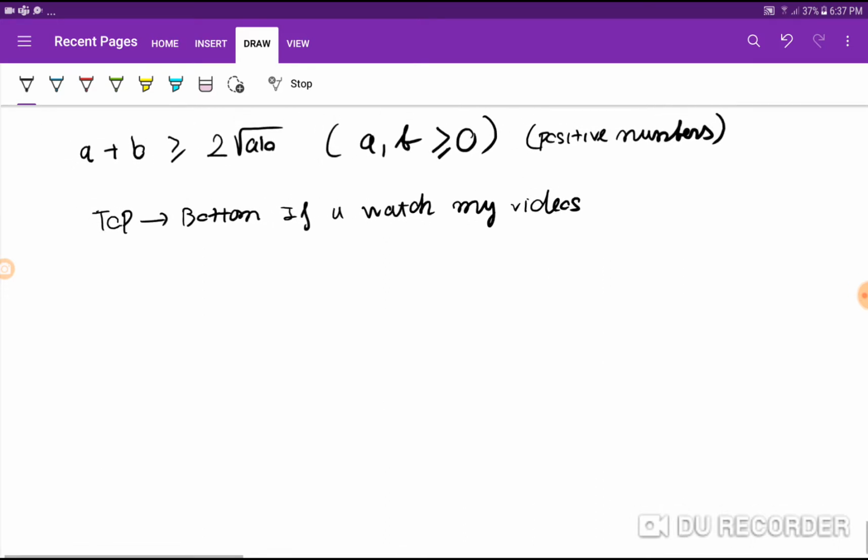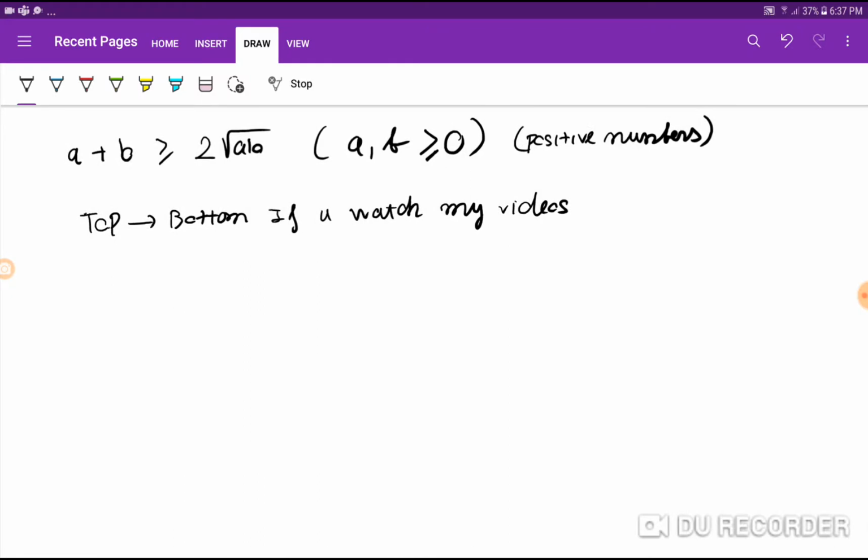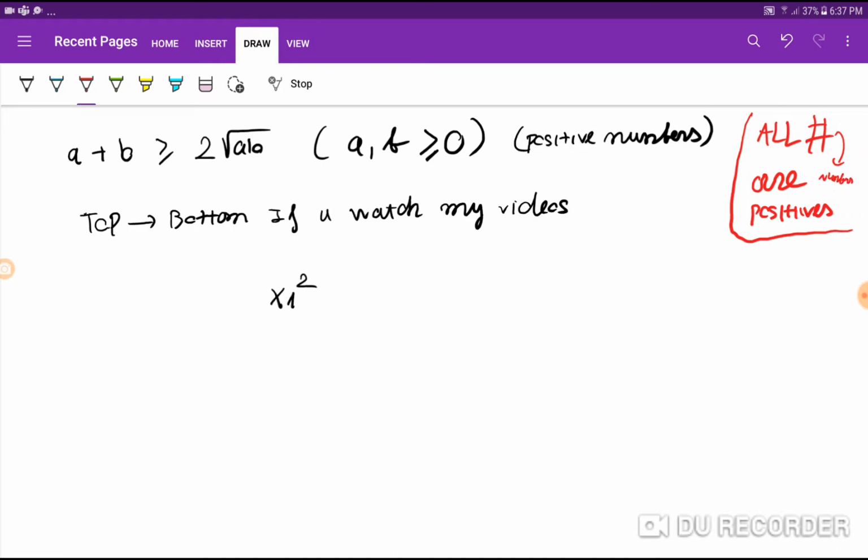So a plus b is greater than or equal to 2 square root of ab. Now, instead of a, I write x1 square. Again, all the numbers we're talking about are positive. Let me write that. All numbers are positive. By the way, this sign stands for numbers, in case you get confused.